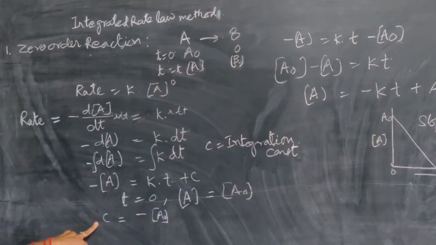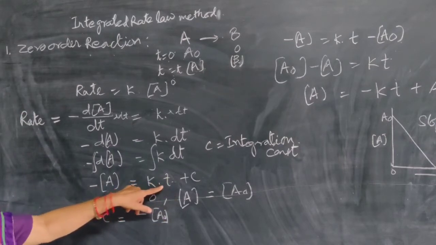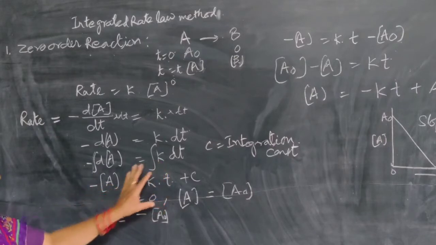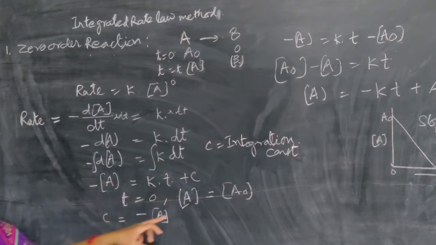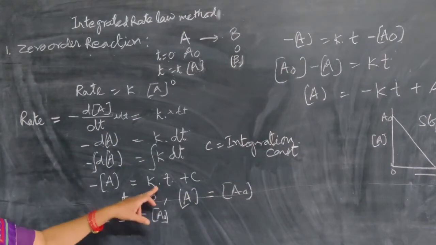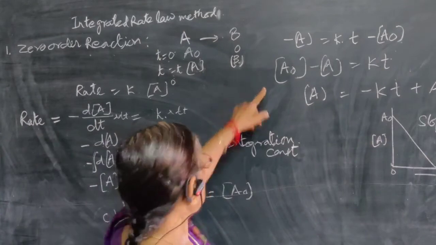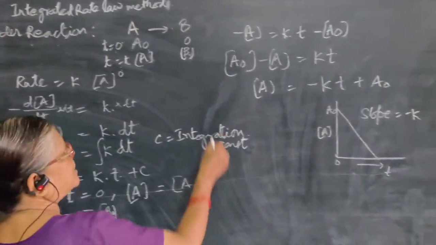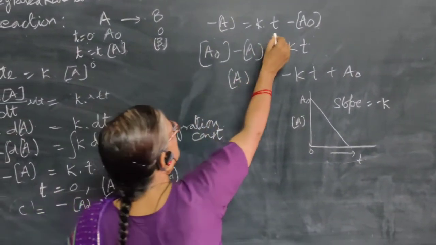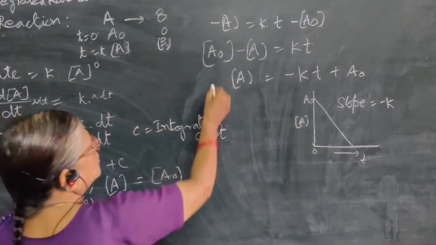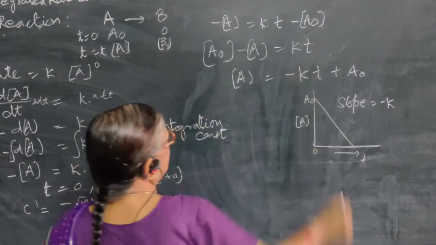Then we can write C is equal to, now put this value into this equation. So minus A is equal to kt, and this term will become 0. And A is equal to A0, then we can write C is equal to minus A0. So in this way we can determine the value of C, and then put the value of C in this equation. When you put the value of C in this equation, you will get minus A is equal to kt minus A0. You can also write it this way: A0 minus A is equal to kt.